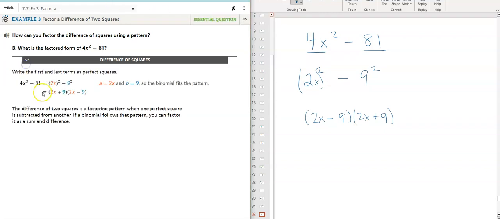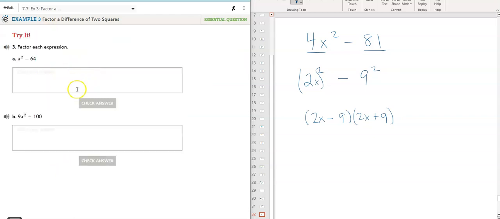Okay. Let's take a look and see if we did it right. Exactly, we write the first and last terms as perfect squares, and then one becomes positive and one becomes negative because these are difference of squares. So go ahead and factor your own difference of two squares.